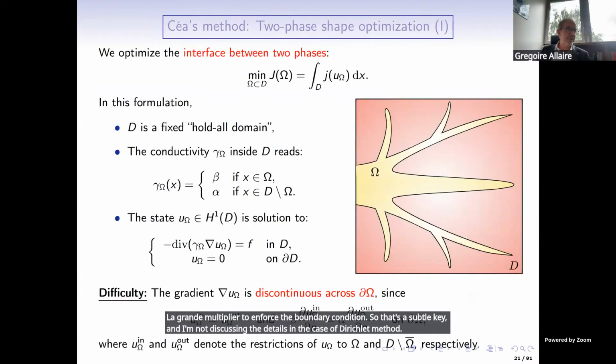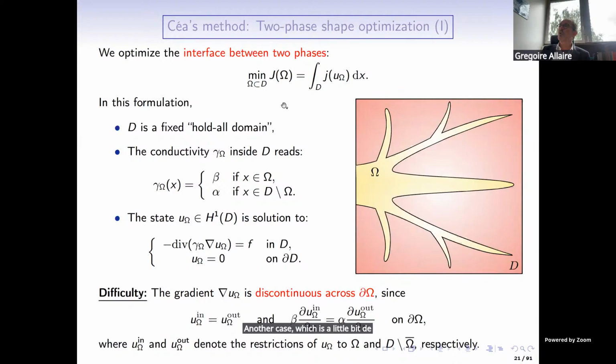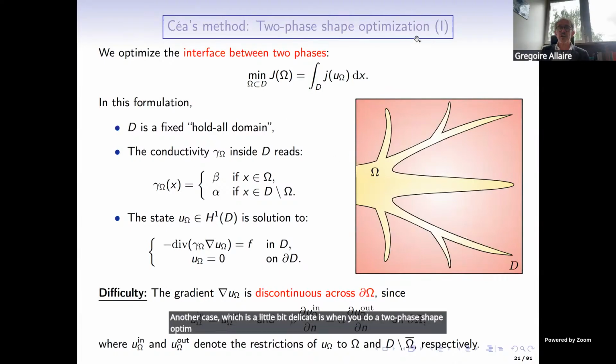Another case which is a little bit delicate is when you do a two-phase shape optimization, and actually you are not optimizing the boundary of the shape, but you are optimizing the interface, let's say, between the yellow and the red phase. And why is it difficult? Because the solution U is not smooth at the interface.